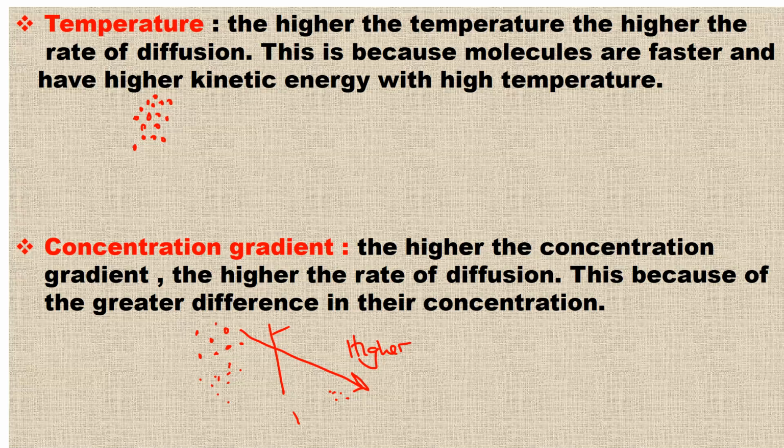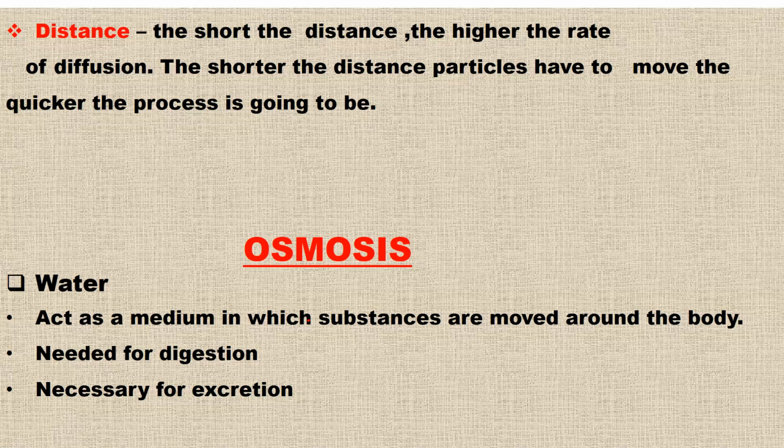So sometimes you find a question, which of the factors increases the diffusion of the gas, let's say oxygen. So one, it has to be the higher concentration gradient, and of course more oxygen particles on one side. In other words, the higher the concentration gradient, the higher the rate of what? Diffusion. Because the great difference in their concentration creates that great concentration gradient, increasing the rate of diffusion. So that is what you need to know.